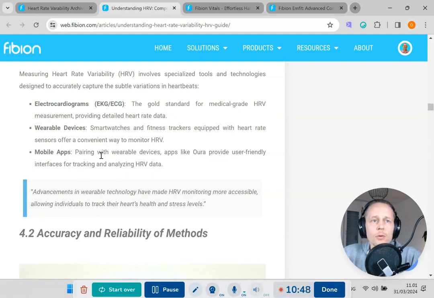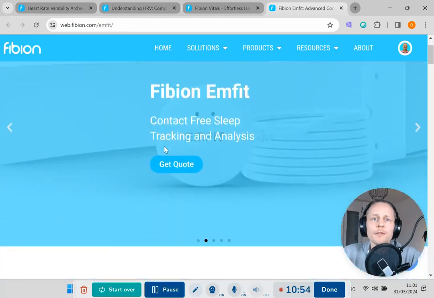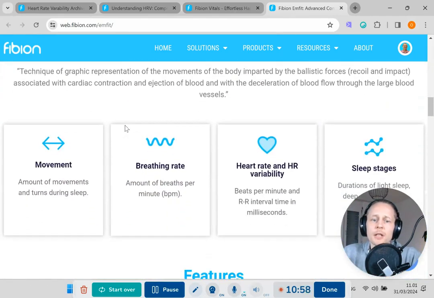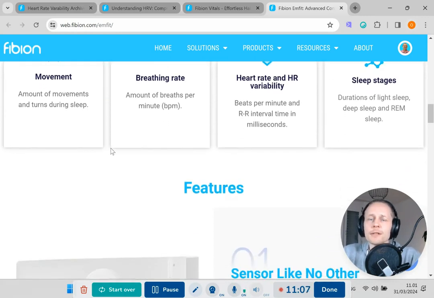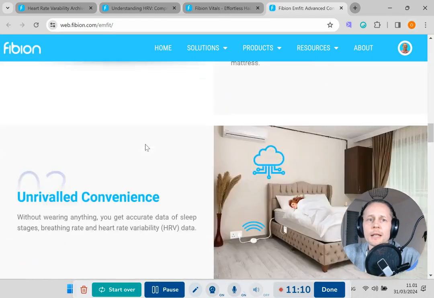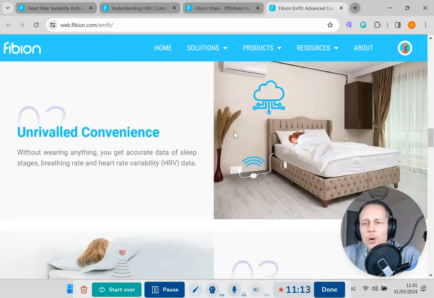But if we look at what Fibion is offering for heart rate variability measurement, we have the Fibion MFit. So it's a bed sensor. Basically it's put under the mattress, and it uses ballistocardiography to measure the heart rate variability. And basically, what is ballistocardiography? It's based on Newton's third law. So there is force and a counterforce. So basically, when a person is in a laying position and the heart is beating, there is blood rushing to the artery with every heartbeat.